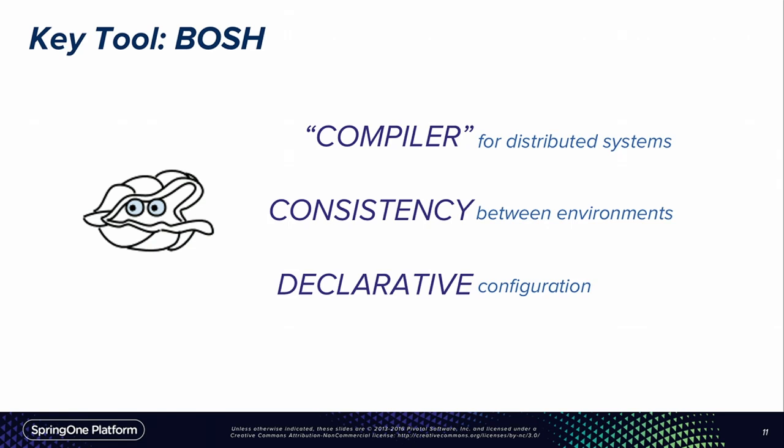Consistency between environments: you can build a Bosch release once upstream, and then pass it downstream and deploy that exact same release to AWS, Azure, GCP, Photon, what have you. And you can deploy it in all sorts of different configurations, just using that one release artifact. And it has a declarative configuration. So being able to look at the configuration and read it and check it in and understand it is crucial.